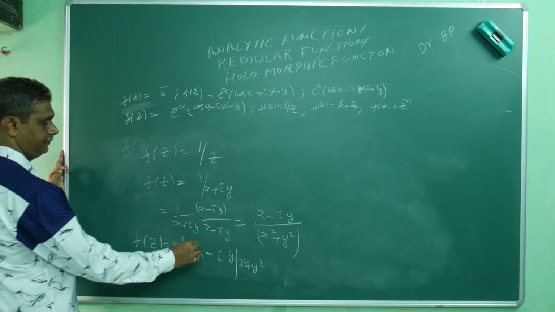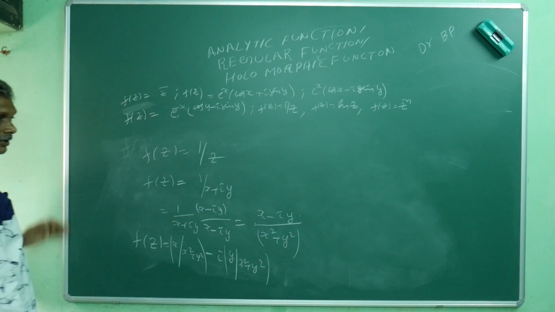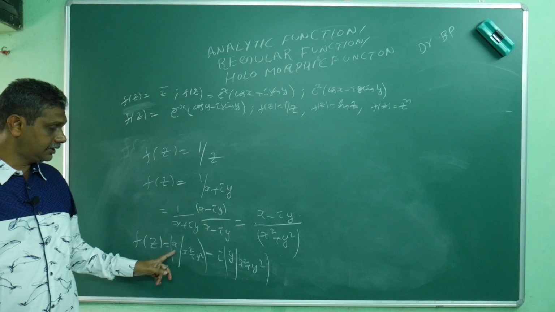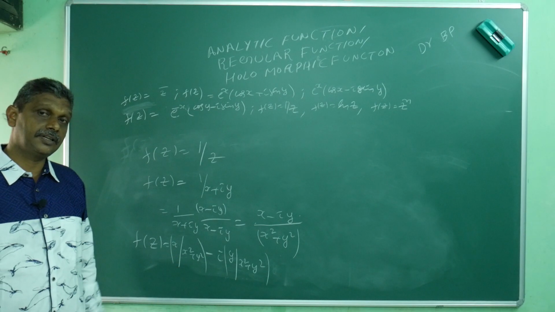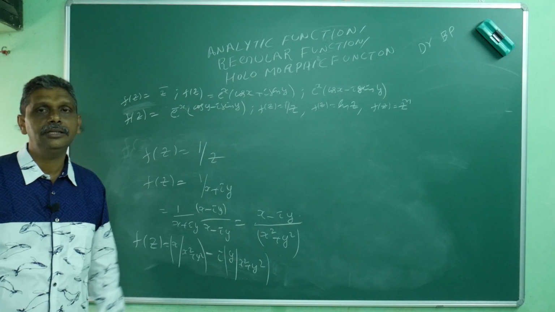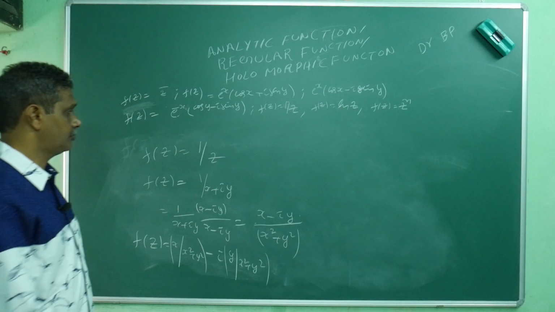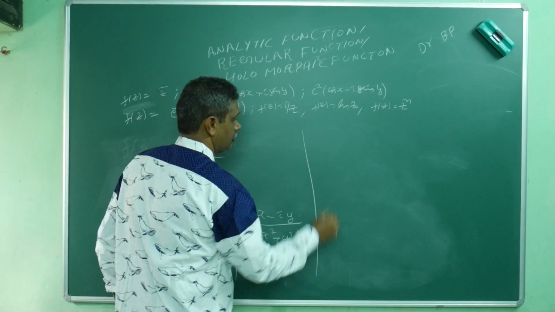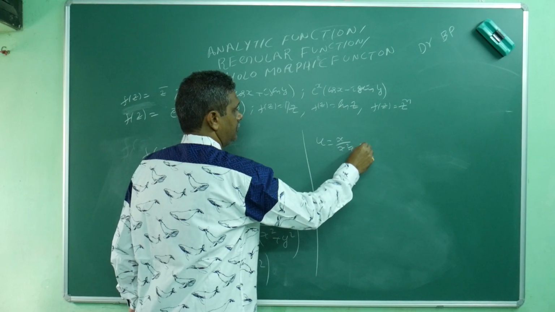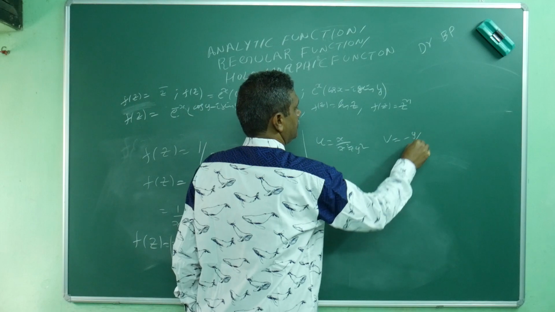Correct or not? Now who is my u? My u is x by x square plus y square. And v is, minus also there, minus y by x square plus y square. The i coefficient fully you can take. So u is x by x square plus y square, and v is minus y by x square plus y square.